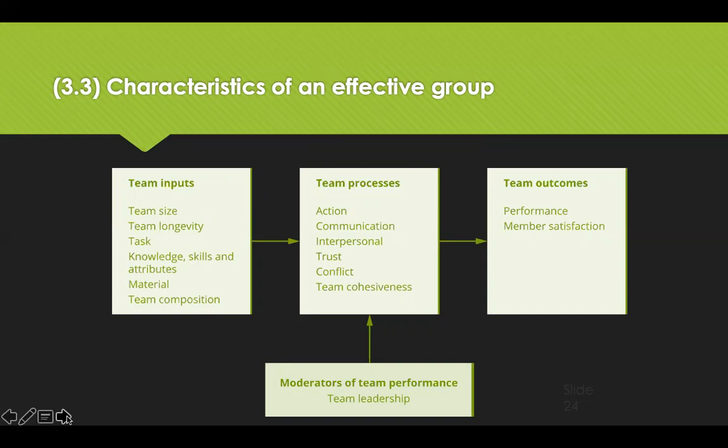These team processes will be context specific. Therefore, what works for one team may be ineffective for another. However, there are general principles like communication, levels of conflict, team cohesiveness, etc. And then the team outcomes is evaluating the team's performance, and that's essential in understanding where the team inputs and processes are contributing to the team's effectiveness.